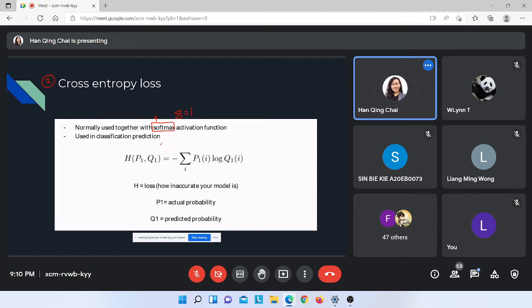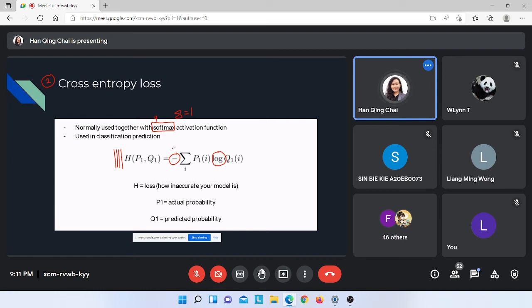We are also going to use a formula. This one will be used a lot in our training session today. The most important part looks very complicated, but you just have to remember this and the log function. First, P1 is the actual probability, like the answer scheme, if you remember the past year question example. Q1 is the predicted probability. H is the loss that we calculated using this cross entropy loss function.